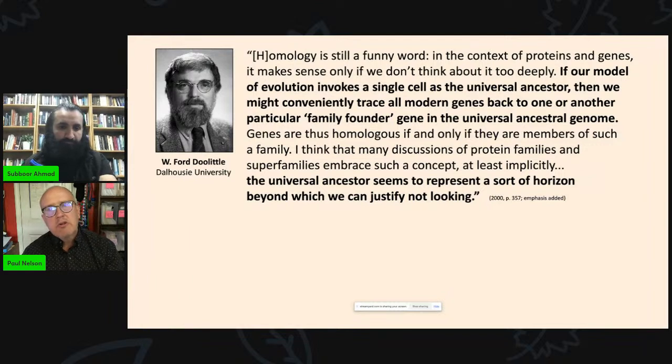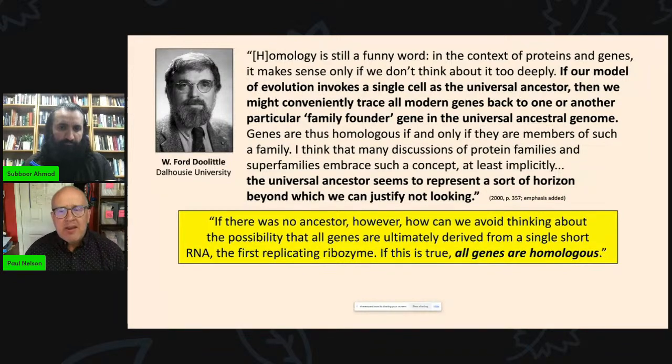And Doolittle goes on, he said, the universal ancestor seems to represent a sort of horizon beyond which we can justify not looking. Then he goes on in the very next part of the article to say something that really should shock you or wake you up, let me put it that way. He says, if there was no ancestor, no last universal common ancestor, that is, how can we avoid thinking about the possibility that all genes are ultimately derived from a single short RNA, the first replicating ribozyme? If this is true, all genes are homologous.